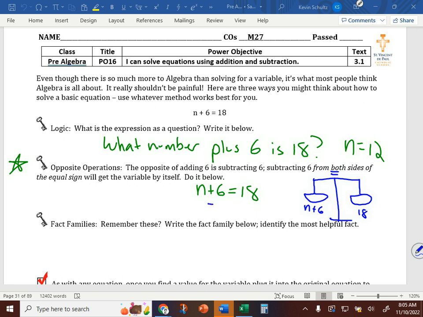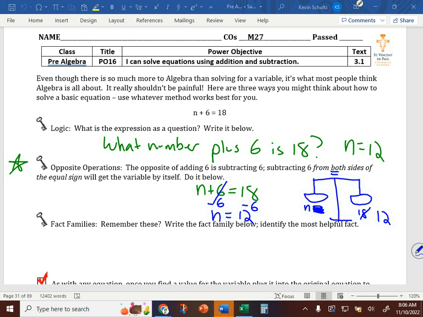When we subtract 6 from the left side, what is 6 minus 6? 0. We've removed it, right? We've taken it away from the left side of our scale. So now all we have left is n. And if we don't subtract 6 from the other side, what's going to happen to our balanced scale? Boom, right? It's going to be not balanced anymore, and that's a problem, okay? So we have to subtract 6 from the other side also, and that gives us 12, and that tells us that n is equal to 12.